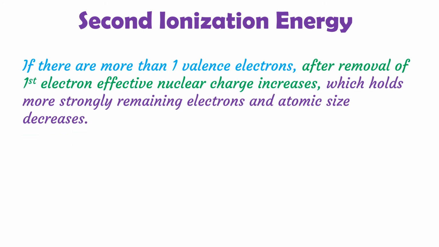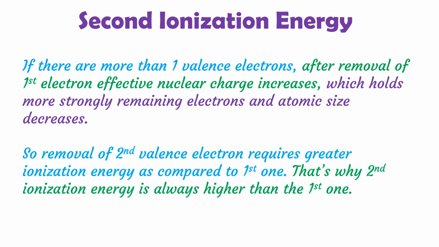What is second ionization energy? Students, if there are more than one valence electron, after removal of the first electron, the valence electrons become closer to the nucleus due to increase in effective nuclear charge. Because the number of protons remains the same, but the number of electrons decreases, the nuclear attraction increases and it pulls the remaining electrons more strongly towards itself, and the atomic size reduces by the removal of the first electron.